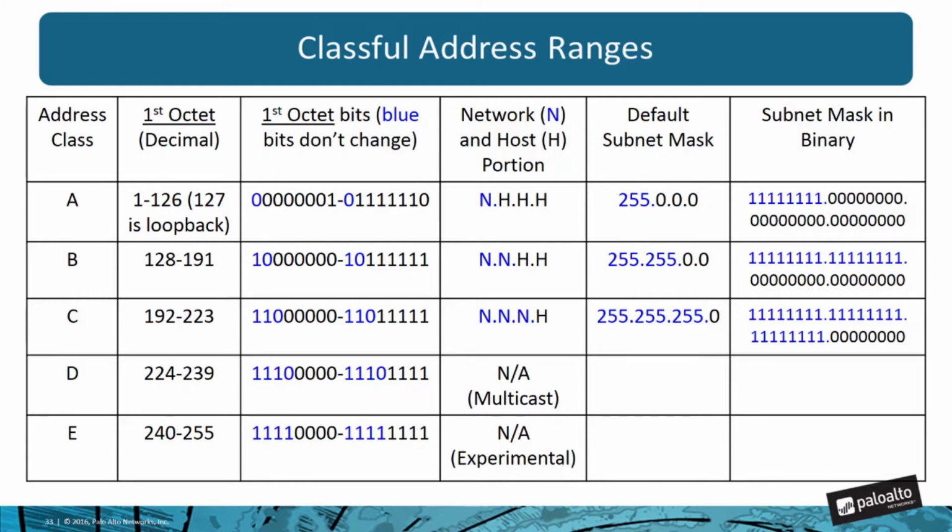Class C is always going to start off as 110 because 110 is going to give us numbers between 192 and 223, and so on and so forth. And you can see the same pattern is true for both D and E networks.